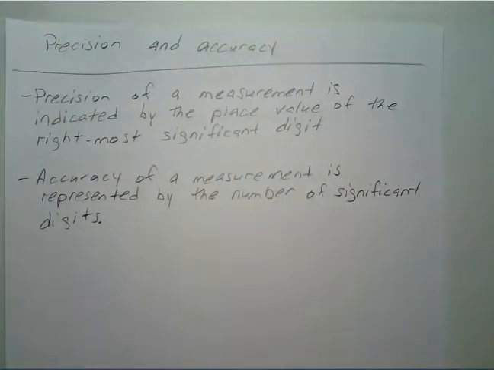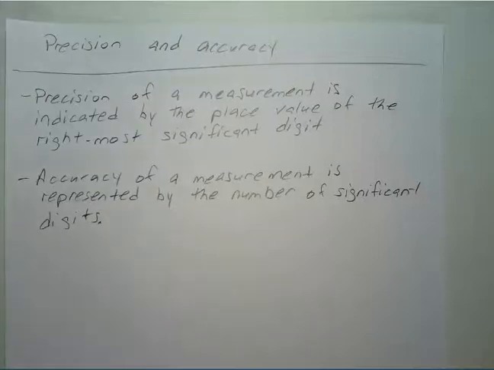Okay. Now, precision is just a measurement that is indicated by the place value of the rightmost significant digit. So whatever place value the significant digit to the furthest right is, that's your precision. And your accuracy is just the number of significant digits.